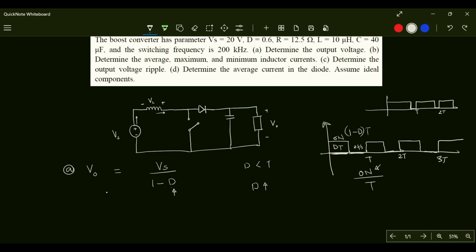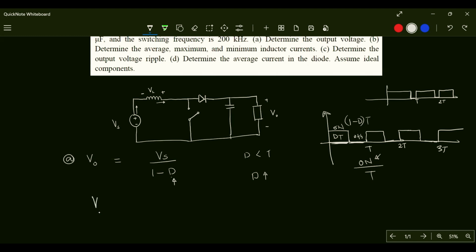So now let us just substitute the parameters that are given. We are given the source voltage of 20 volts. We are given a duty cycle of 0.6. So we can find the output voltage. The output voltage will be equal to the source voltage, which is 20, divided by 1 minus 0.6. So how much is that? Let me just get my calculator. So that is 50 volts.